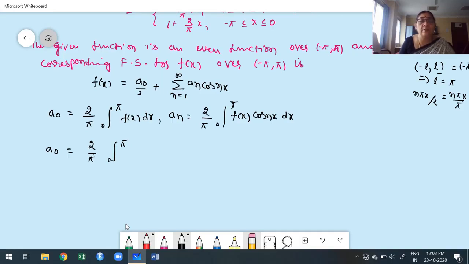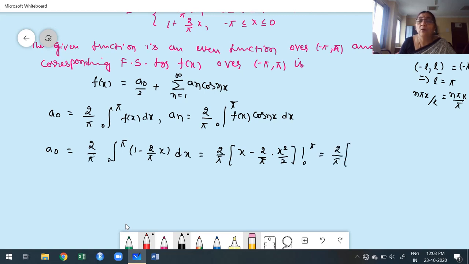Suppose the function is even or odd, the given function is a splitting function. What is f of x in 0 to pi? 2 by pi, integral from 0 to pi of 1 minus 2 by pi into x with respect to x. Now I have to integrate. Integration of 1 is x, minus 2 by pi into integration of x is x square by 2, with limits 0 to pi. In the next step, 2 by pi.